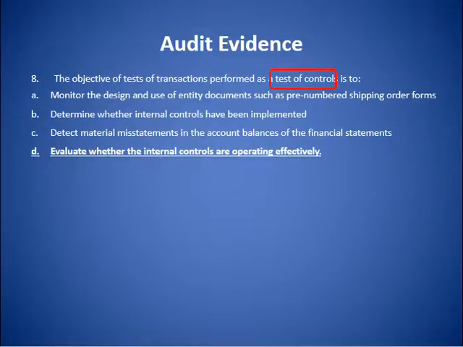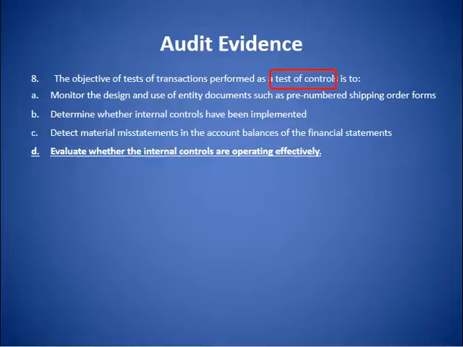Okay, the answer to number 8. The objective of test of transactions performed as a test of control is to, and the answer is D, evaluate whether internal controls are operating effectively. And if we take a look, the key to answering this question is where it says performed as a test of control. So the test of control is testing internal controls. So in this case, the correct answer to 8 is D.